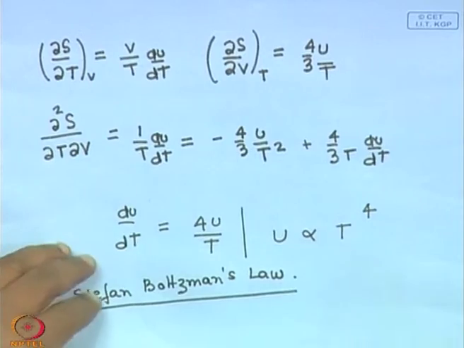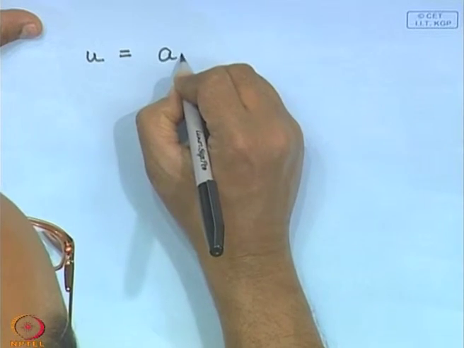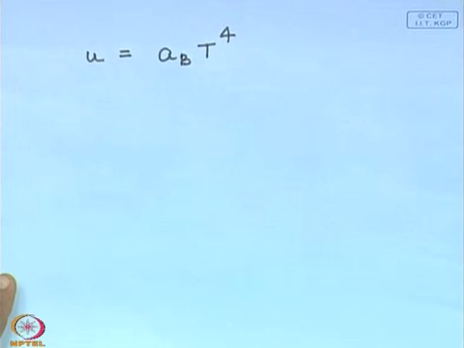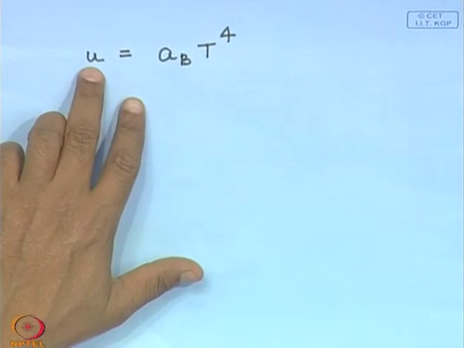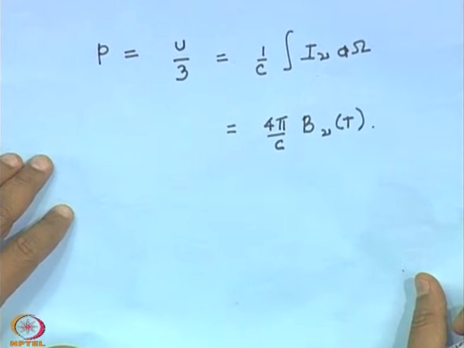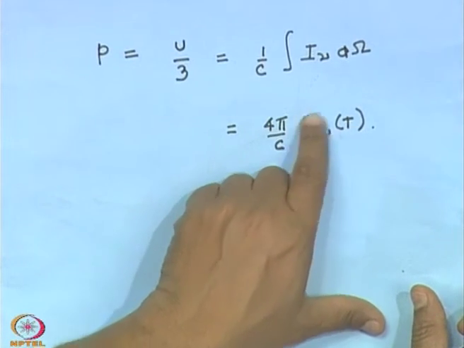I will just show you how to derive it just now. So, let us write this internal energy, the energy density of this radiation, as AB t to the power 4, where AB is a constant, the constant of proportionality. That is the Stefan's constant, whose value we cannot determine from these arguments. Okay, it just tells us that the energy density is proportional to t to the power 4. Right. It also tells us, so once you know the energy density, you know this.